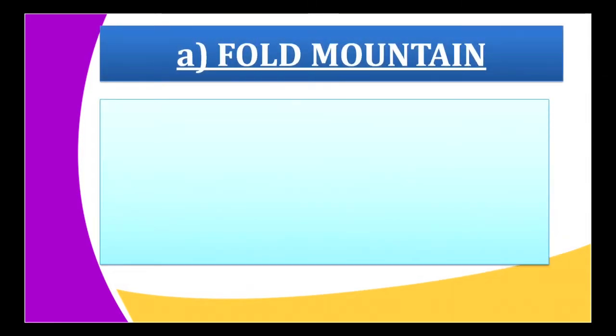So the first feature is a fold mountain. You all know what a mountain is. A mountain is more of a hill. It is larger than a hill. It also has a large circumference. You cannot go around a mountain.